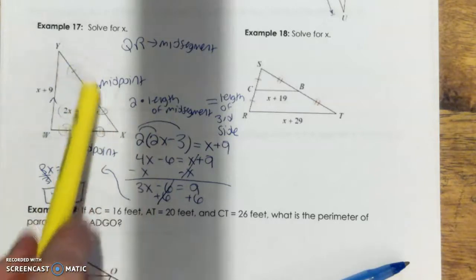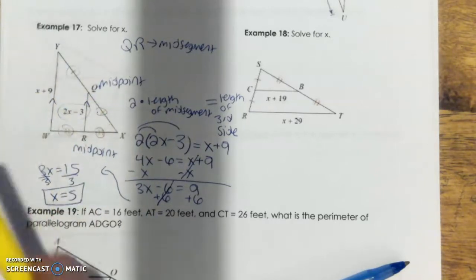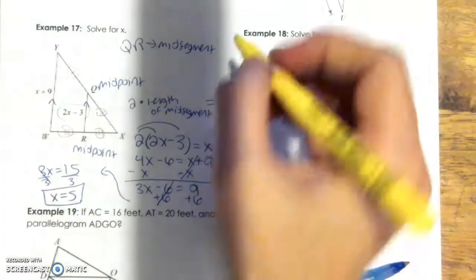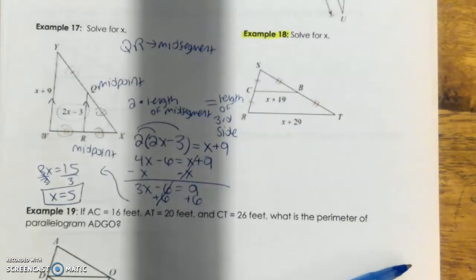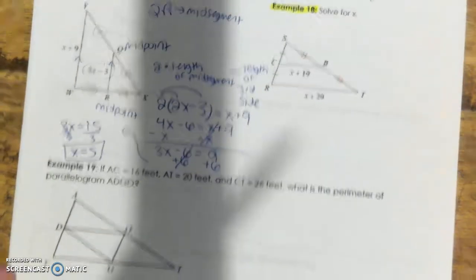So as long as you know that you've got a midsegment, you know the relationship between the two, right? Alright, go ahead and do example 18 on your own. Pause the video and do 18, and then we'll go over that in class.